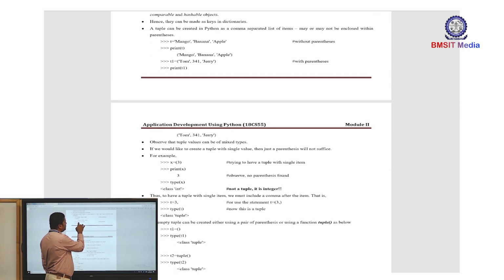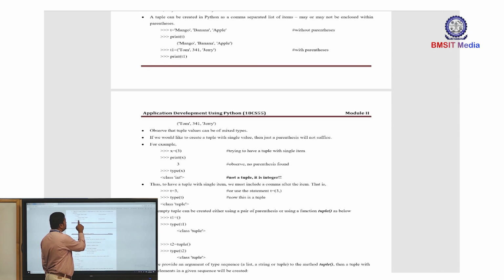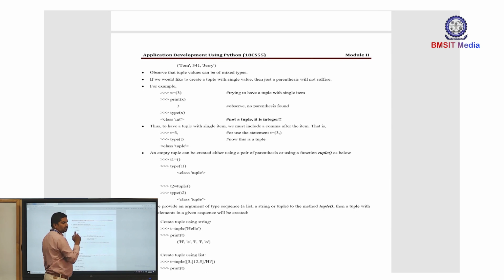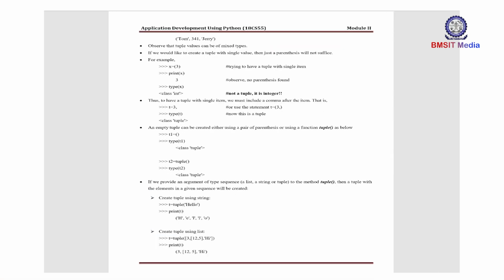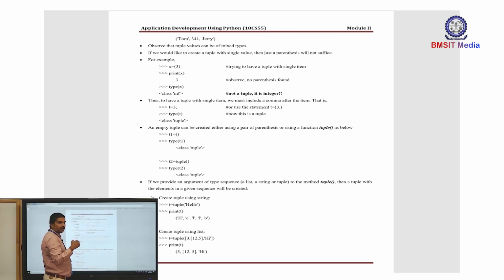Now, if I say T1 is equal to Tom, 341 and Jerry, this is a mixed type tuple, wherein I have given two strings and one integer. This is with parenthesis. So whenever I print, this is the output that I get. What should you observe from this? It can contain mixed types of values also. That means any type of data is valid here.